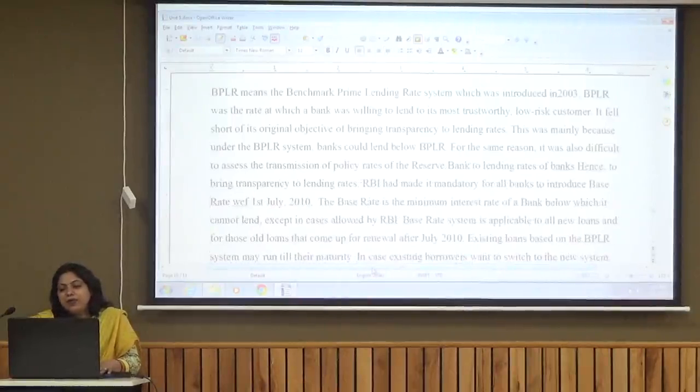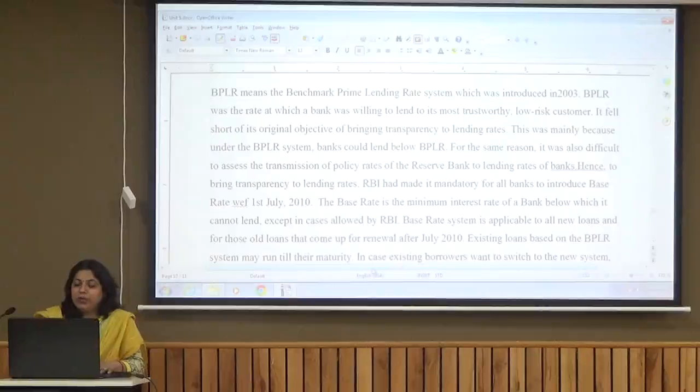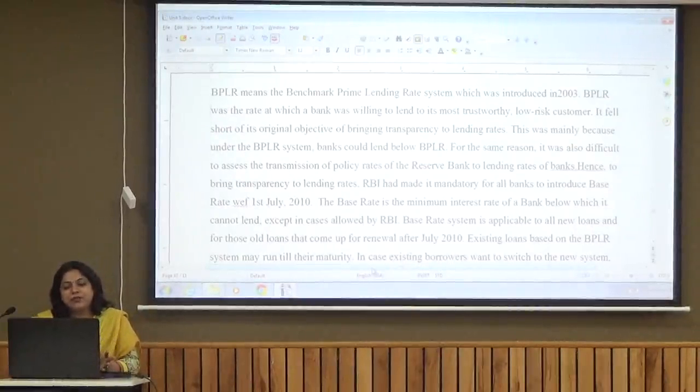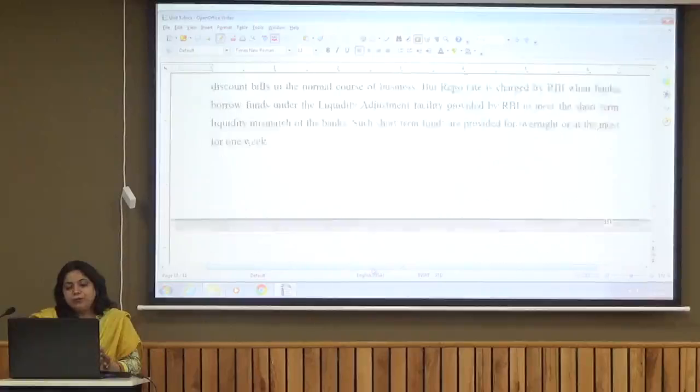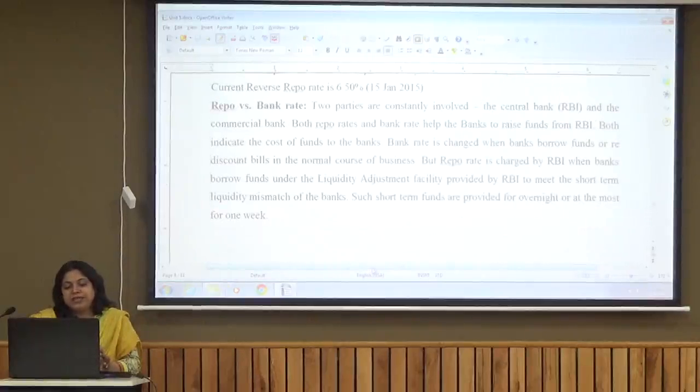Base rate. We must have understood in our unit 4 about the floating rate of interest and the fixed rate of interest. When we were talking about the fixed rate of interest, we have taken two components. One is base and another one is range. So it is important to understand the term base rate.